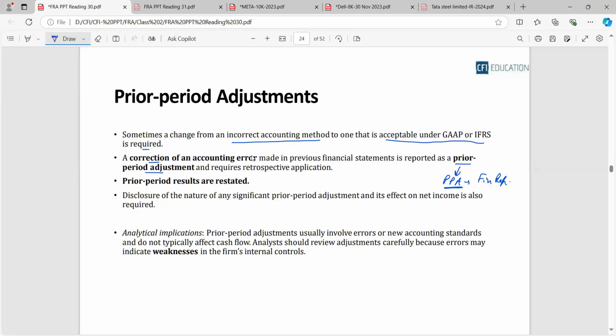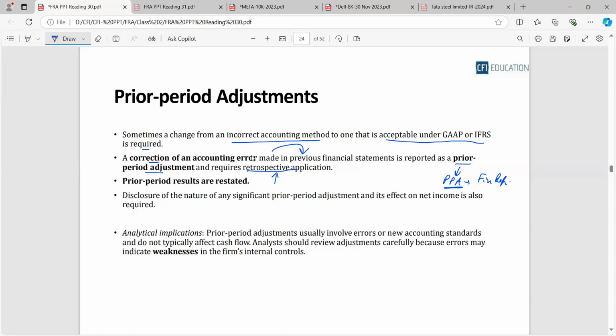Some companies' financials, like the income statement, balance sheet, or even the notes to accounts, use PPA and not the full form, prior period adjustments, and they require retrospective application. The retrospective application actually makes sense. Reason being, the error was committed in the past and not the present, and it makes reasonable business sense to make it a retrospective application.